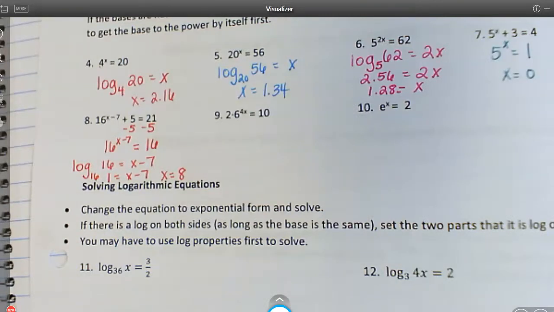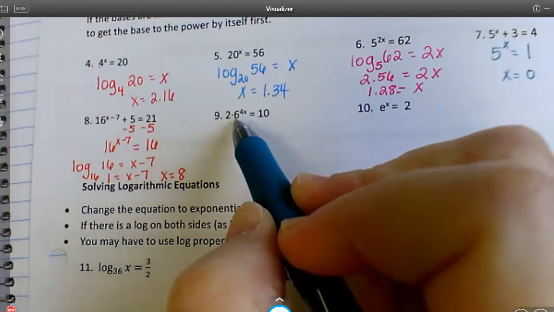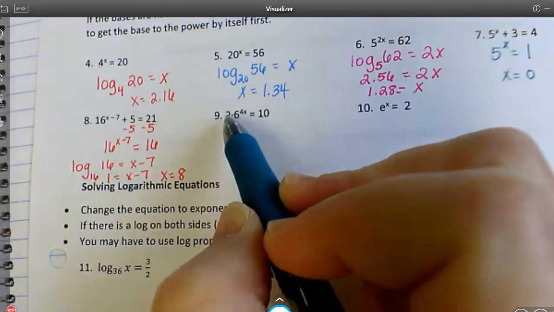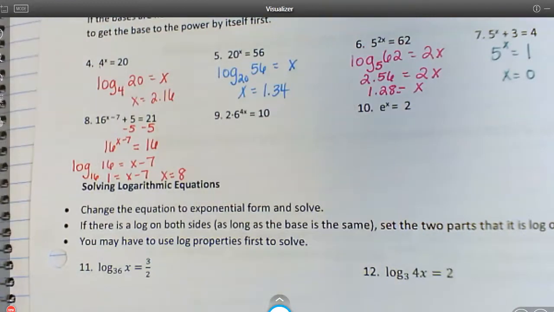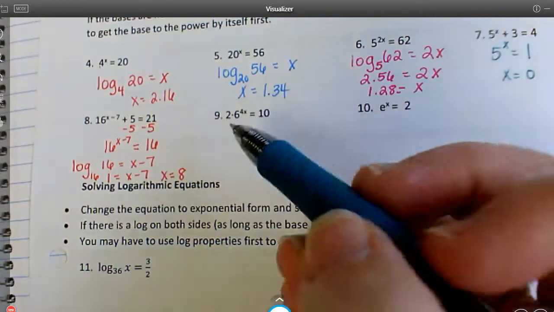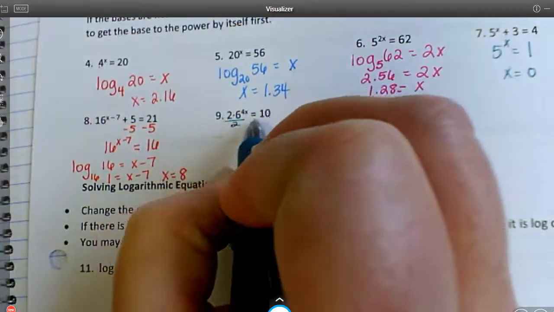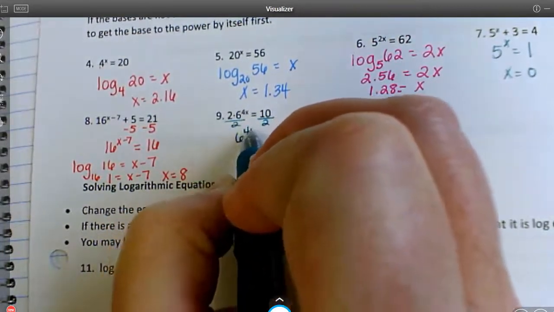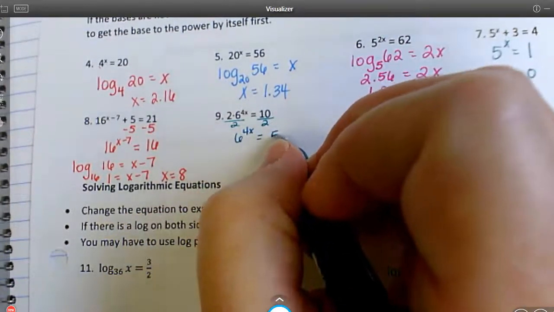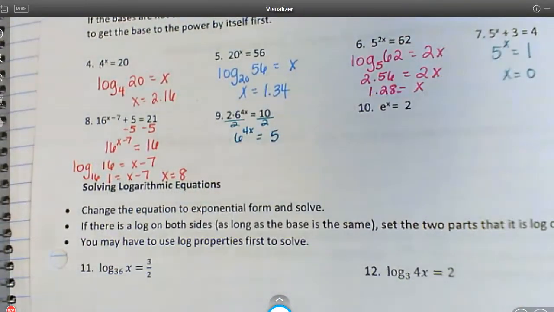Alright, let's look at number 9. Again, we want to get the power, or the number to the power, by itself first. So I want to get this part, 6 to the 4x, all by itself. So what can I do with that 2? I don't want to subtract it because it's being multiplied, so I want to divide both sides by the 2. You're not going to combine the 2 and the 6 because the 6 is raised to a power, so you can't multiply the 2 and 6 together. Good so far?